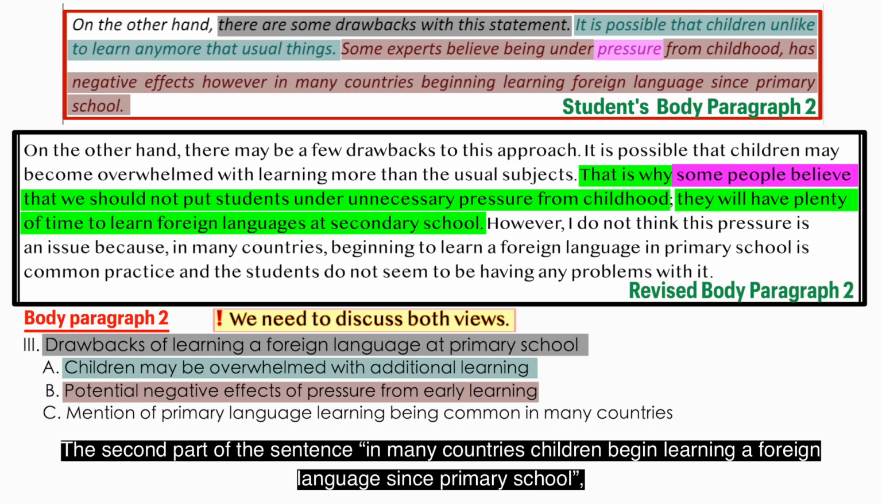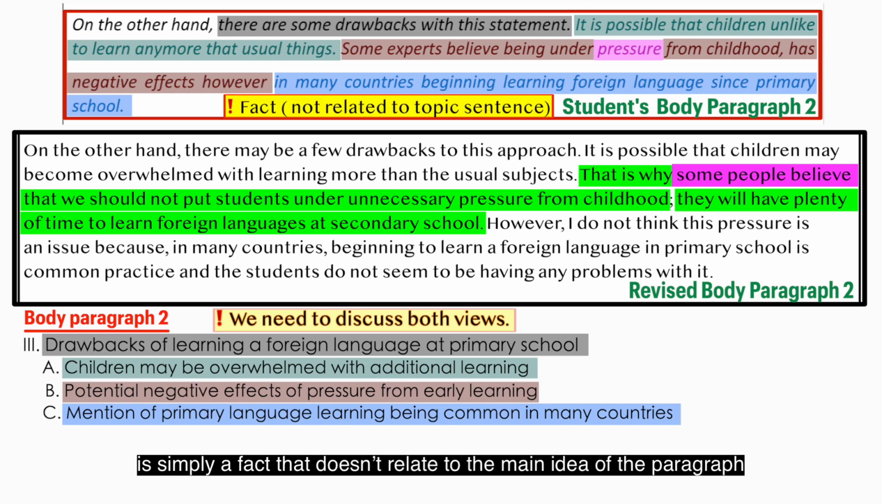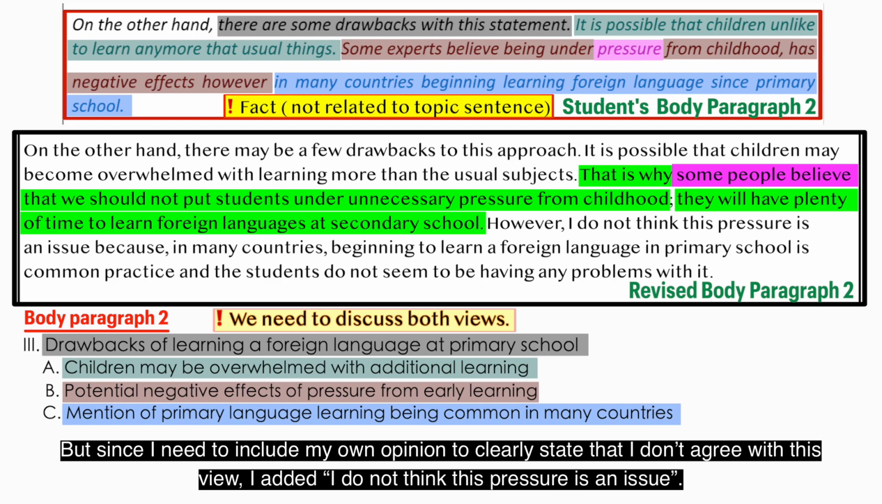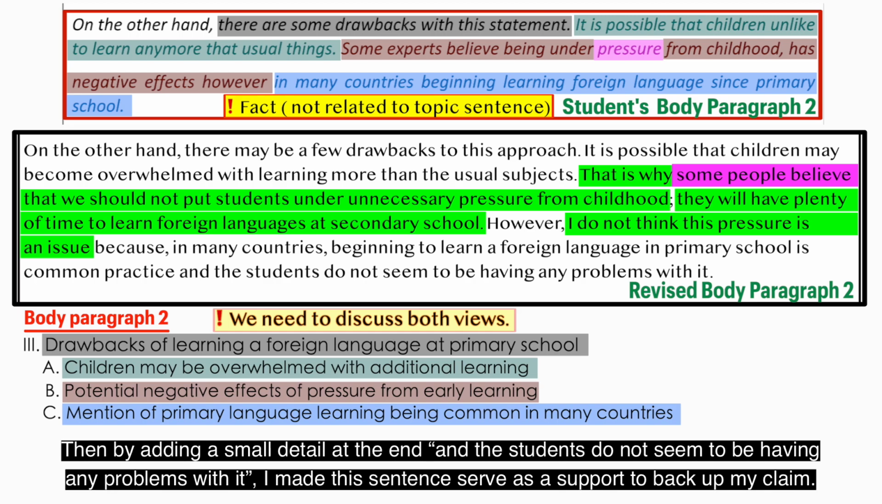The second part of the sentence, "In many countries, children begin learning a foreign language since primary school," is simply a fact that doesn't relate to the main idea of the paragraph, which is the drawbacks of learning a foreign language at primary school. It also cannot be a good explanation or example for the idea that being under pressure has negative effects. But since I need to include my own opinion to clearly state that I don't agree with this view, I added, "I do not think this pressure is an issue." Then by adding a small detail at the end, "and the students do not seem to be having any problems with it," I made this sentence serve as a support to back up my claim.